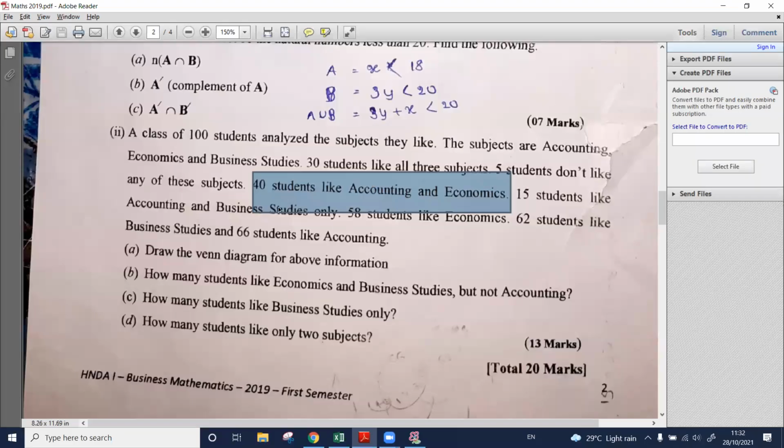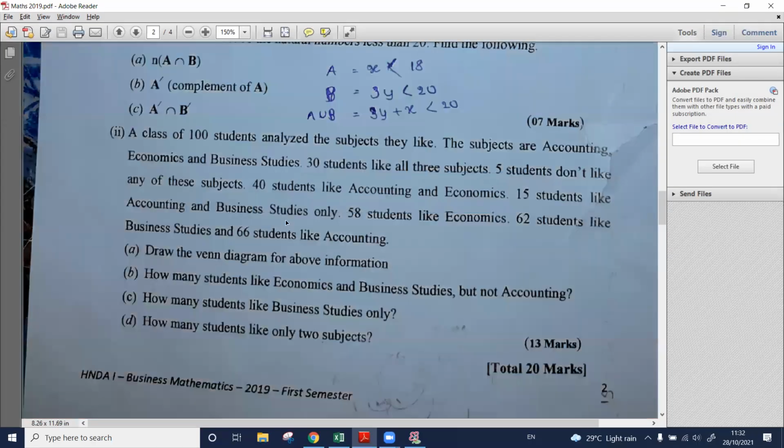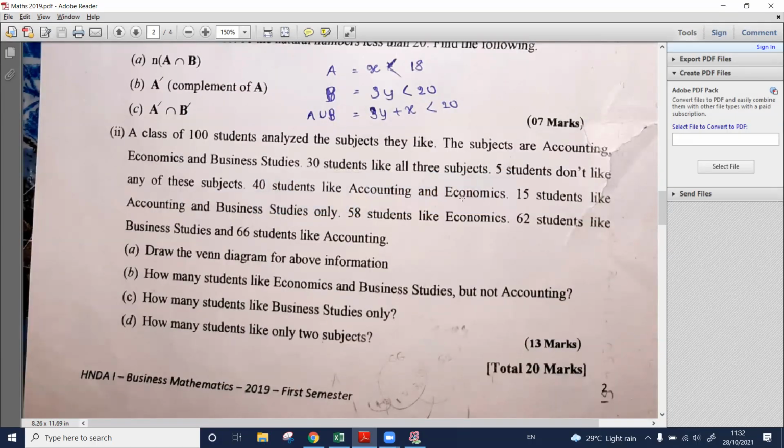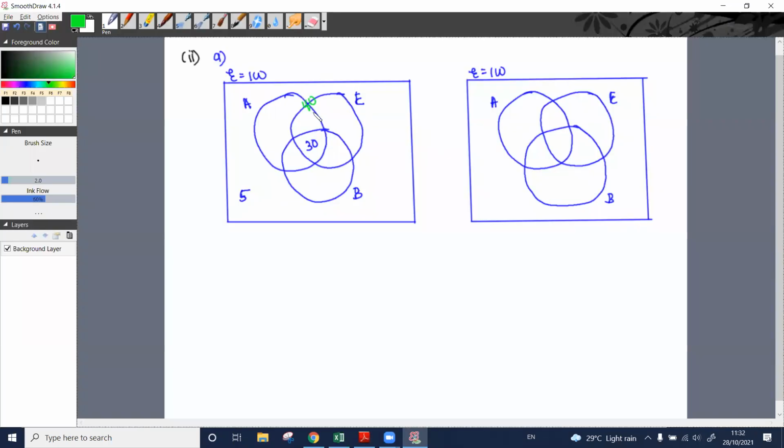15 students like accounting and business studies only. See the difference? In the previous one, the word "only" was not there. Now what does it say? Accounting and business studies only. How many? 15 students. What is the region they are talking about? They are referring to accounting and business studies only. That region alone. Right? This is the region they are referring to. So what is that number? Here we have 15.